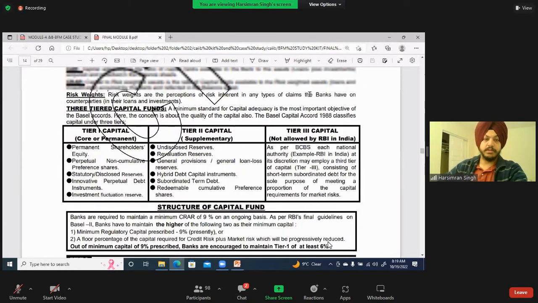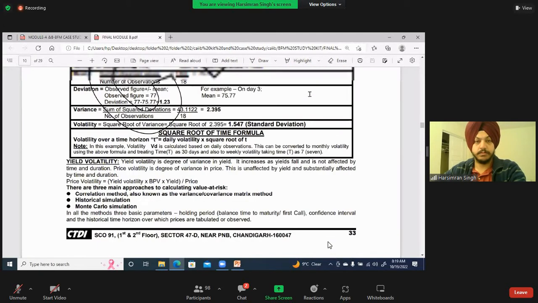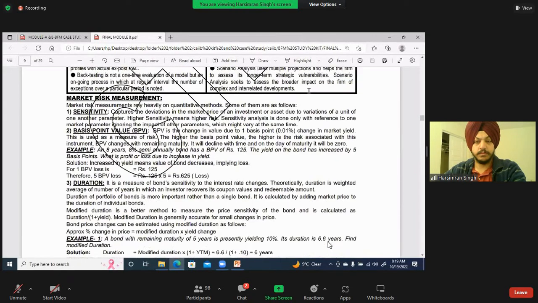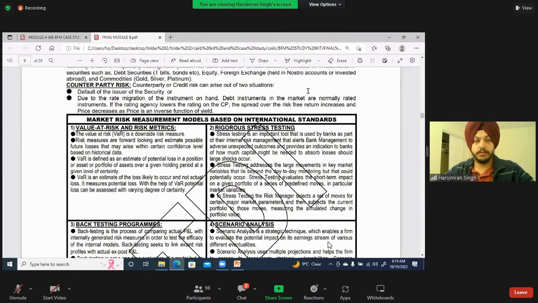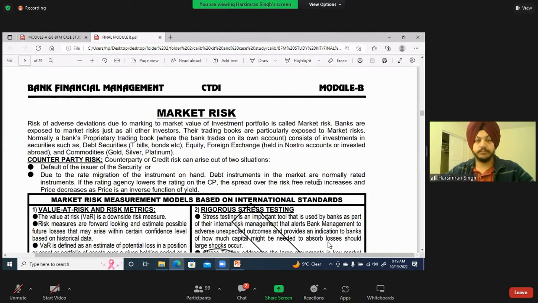Please open page number 32. Now, what is market risk? It is a risk of adverse deviation due to marking to market value of investment portfolio. We did this on the first day also.